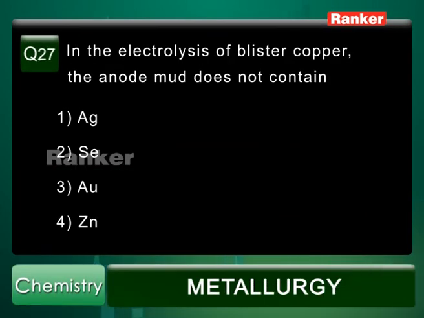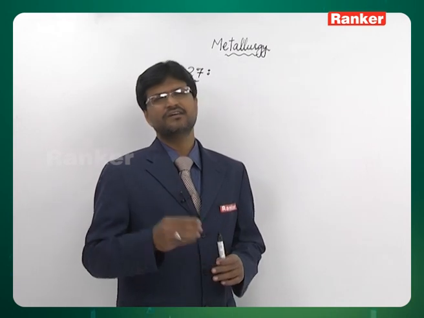Question number 27. In the electrolysis of blister copper, the anode mud does not contain: option 1 silver, option 2 selenium, option 3 gold, option 4 zinc. The correct answer is option 4 zinc. The reason is zinc being more active metal, it will dissolve in the electrolyte.